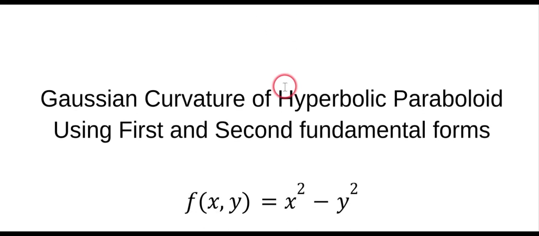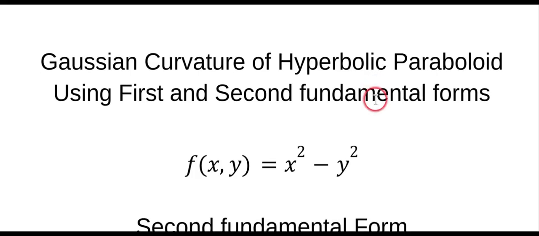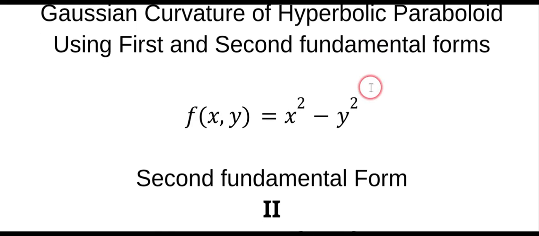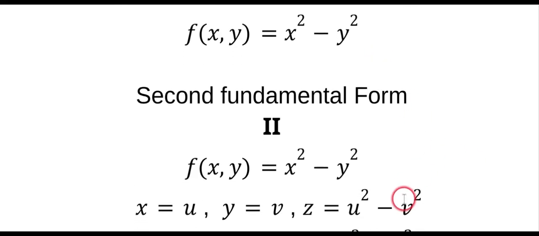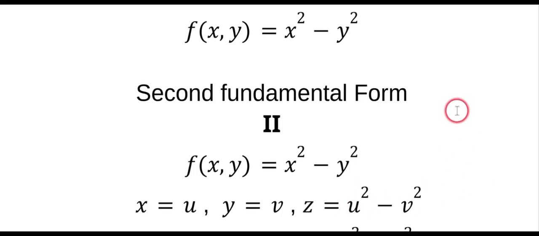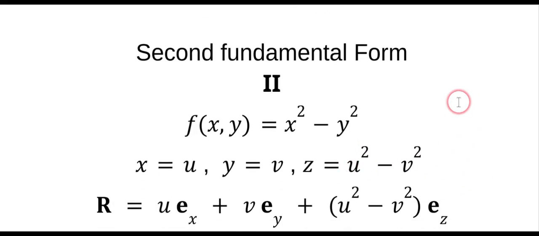Okay? So here's our function, x squared minus y squared. So the constants are just 1. All right, we're going to parameterize this thing, and we're going to start with the second fundamental form. Our parameterization is going to be x equals u, y equals v, and then z is the function x squared minus y squared, so u squared minus v squared. Now we can write a position vector with u e_x plus v e_y plus this e_z.